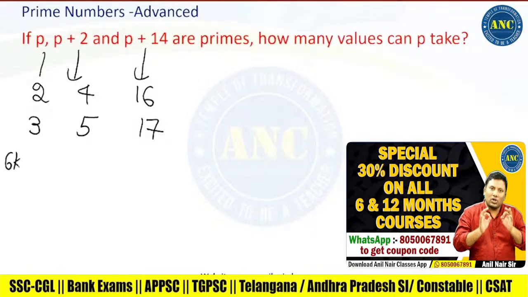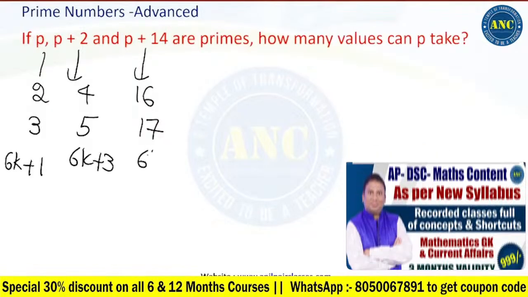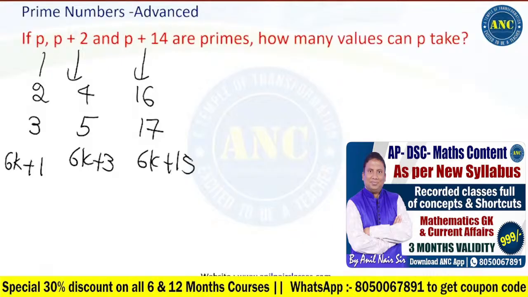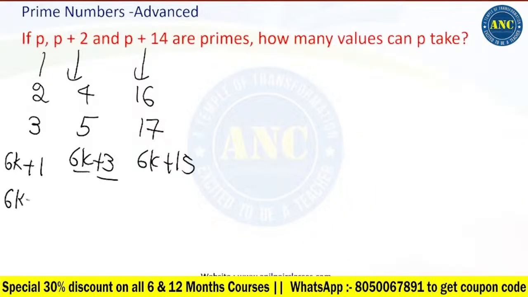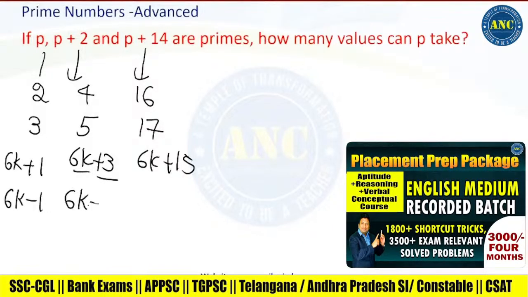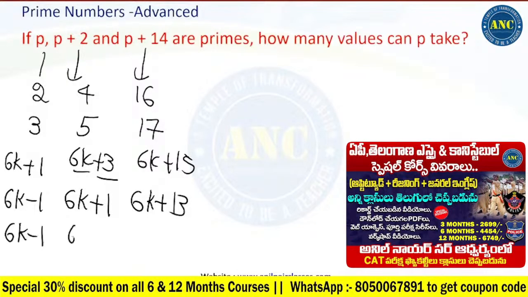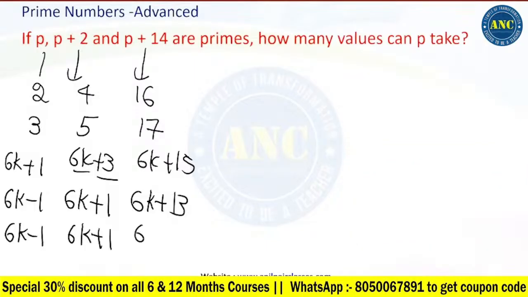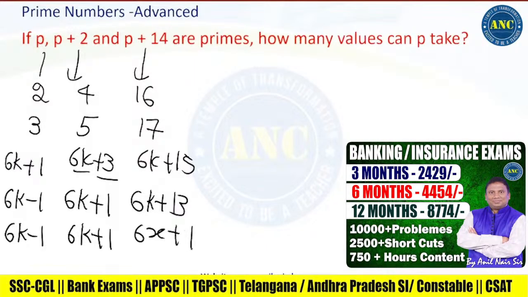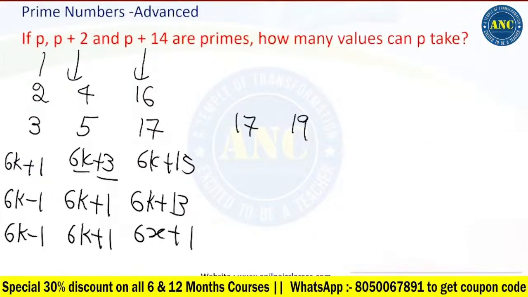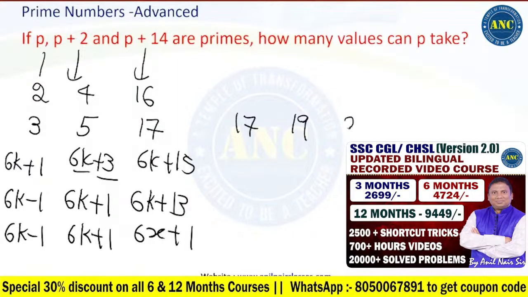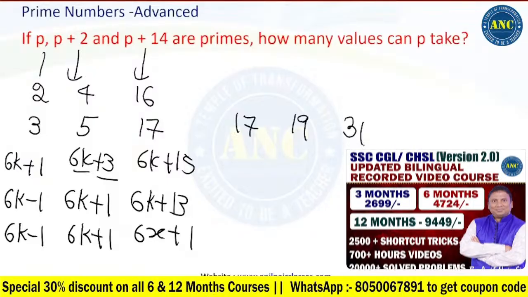If it is greater than 3, 6k plus 1, 6k plus 3 and 6k plus 15 are divisible by 3. So it is 6k minus 1 or 6k plus 1. Here 6x plus 1, x is k plus 2. If I take 17, 17 plus 2 is 19, 17 plus 14 is 31. You are getting it.